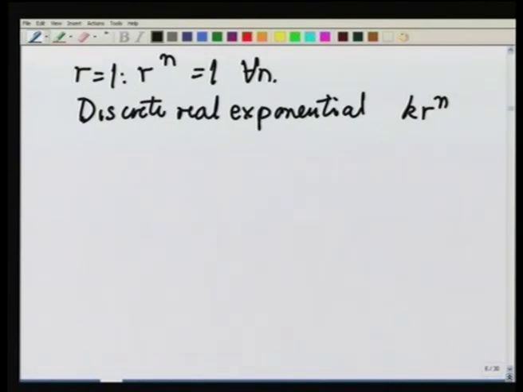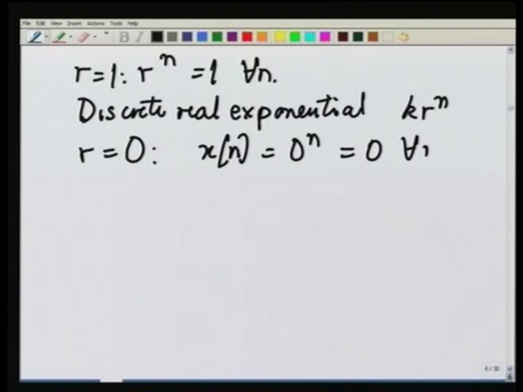Next, let us take a look at what happens if r equals 0. If r equals 0, then we have the sequence x of n equals 0 to the power n, which is identically 0 for all n. What happens when r is less than 0?